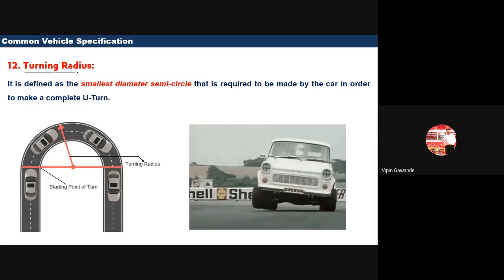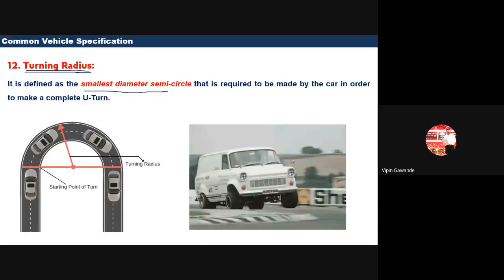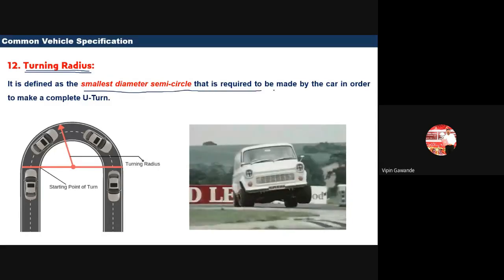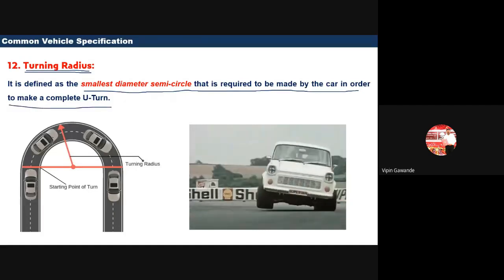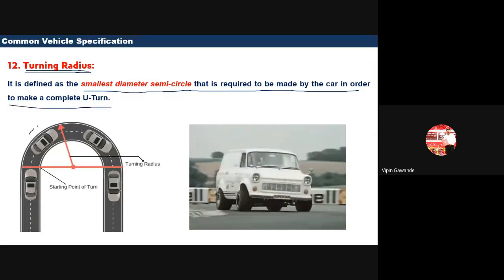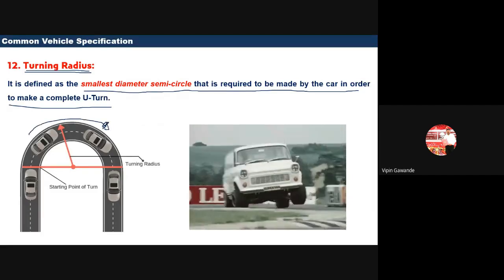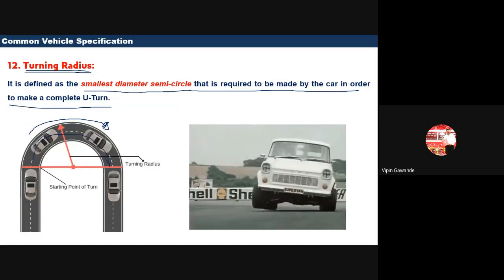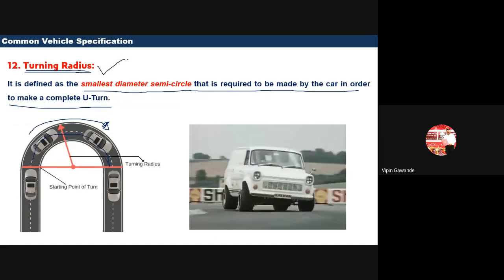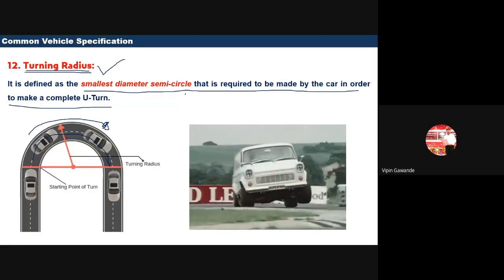Then turning radius. What is the turning radius? It is the smallest diameter semicircle that is required to be made by the car in order to make a complete turn. When you take the turn, your car must turn around the corner in the smallest semicircle. That is called the turning radius.